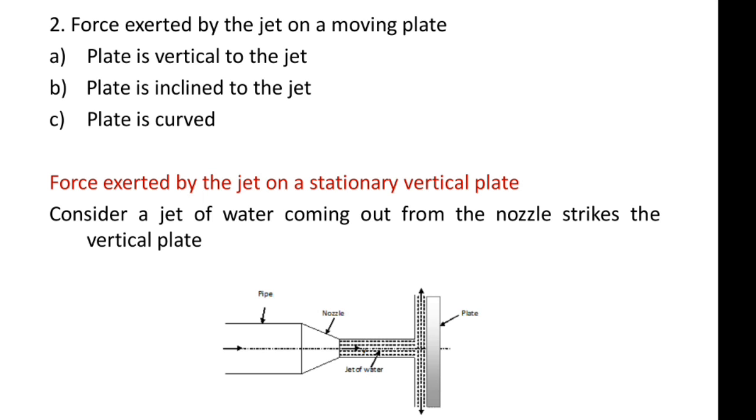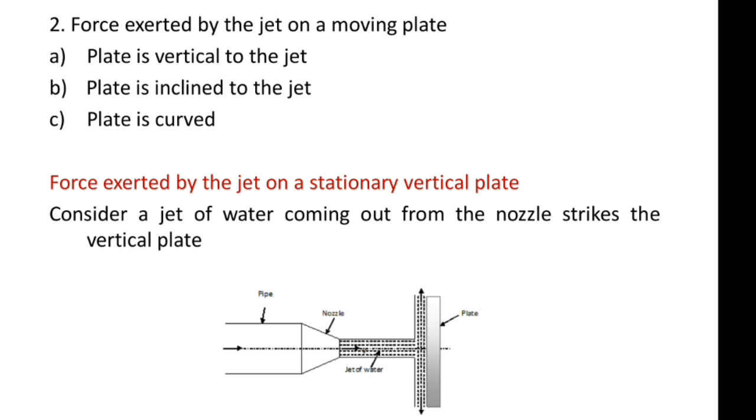Then the second case, the force exerted by jet on a moving plate. In that case, the following are the three cases. A, plate is vertical to the jet. B, plate is inclined to the jet. And C, plate is curved.